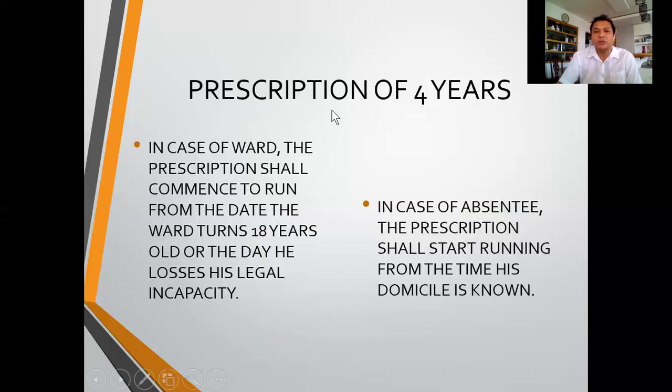So again, prescription, which is the expiration to file the action, is 4 years for recession. In case of a ward, the prescription shall commence to run from the date the ward turns 18 years old, or the day he loses his legal capacity. Before, the legal capacity was 21 years old. Now it's 18, so it might change. That's why there is an "or" here. Meaning if the ward turns 18 years old, then the prescription of 4 years will start counting.